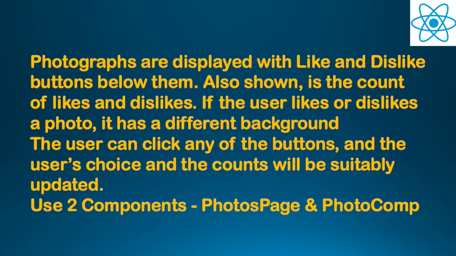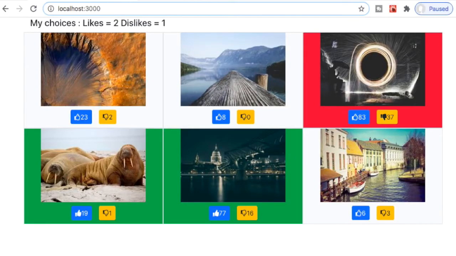Photographs are displayed with like and dislike buttons below them. Also shown is the count of likes and dislikes. If the user likes or dislikes a photo, it has a different background. The user can click any of the buttons and the user's choice and the counts will be suitably updated. Use two components, photos page and photo comp. So if you look at the screenshot, this is what we want to implement.